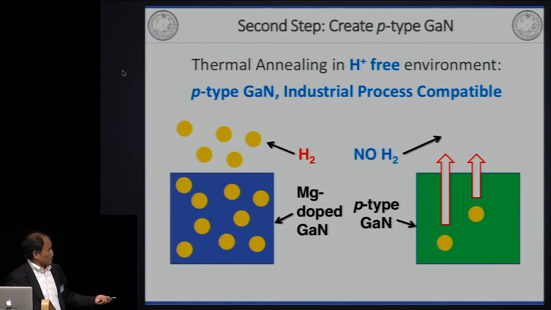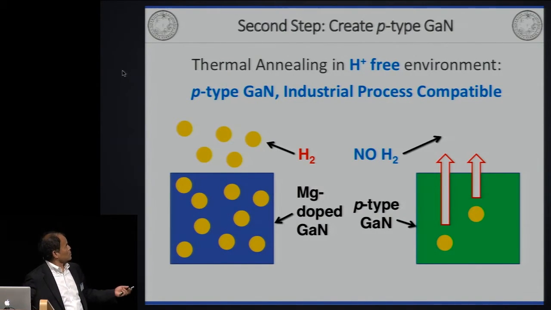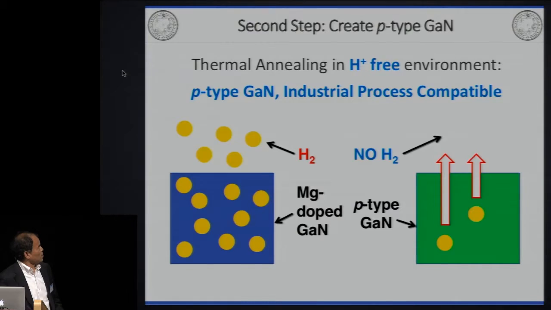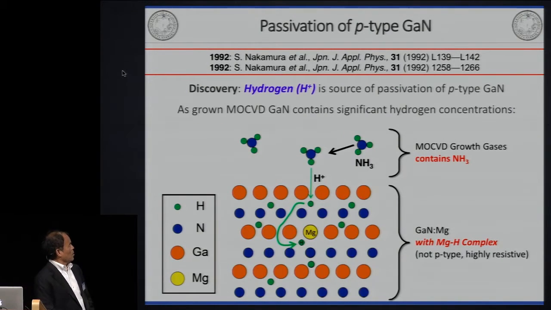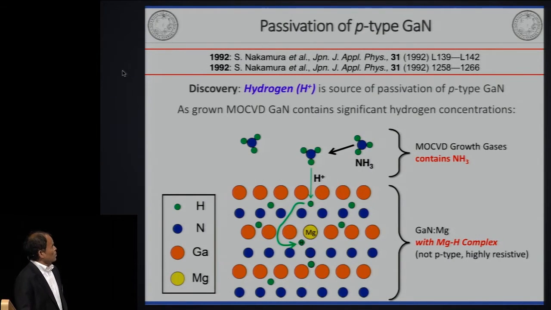So I could get the green one. It's called the hydrogen perturbation. So basically, when we grow magnesium-doped gallium nitride, the atomic hydrogen is always automatically incorporated into the crystal, and we form the magnesium-hydrogen complex.